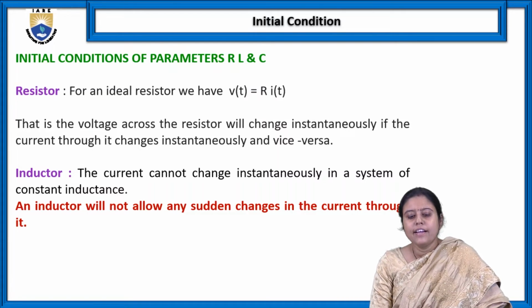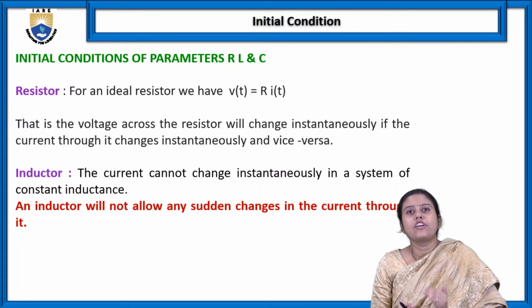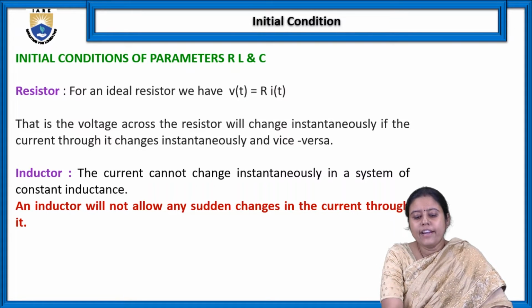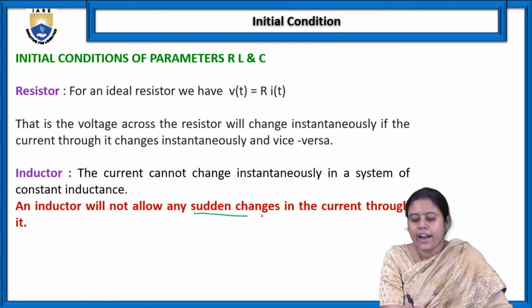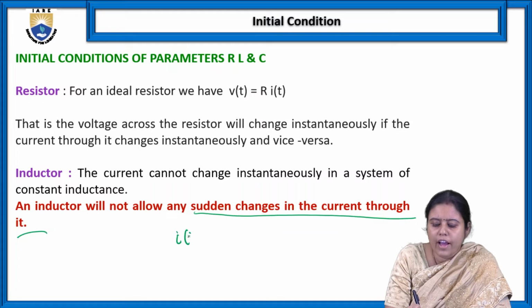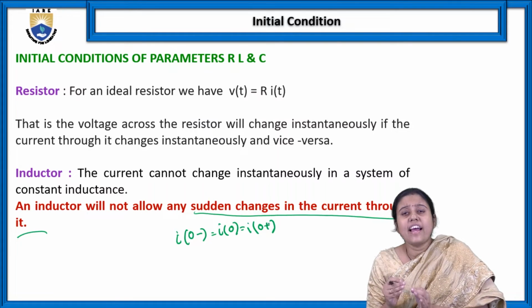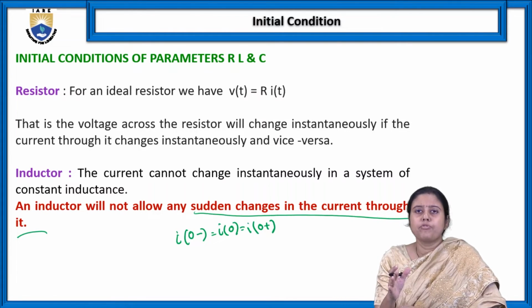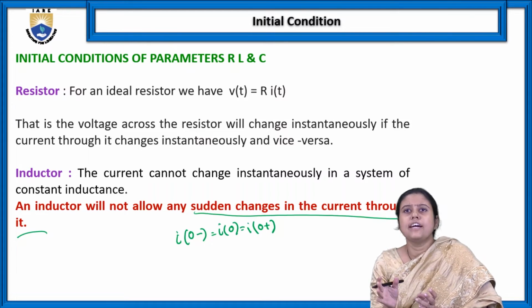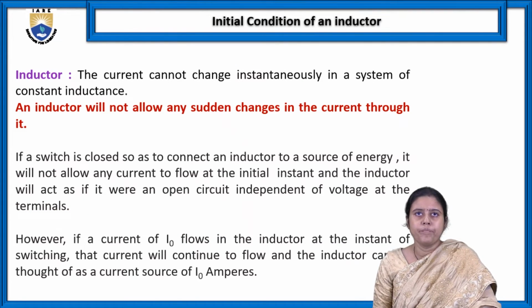What about an inductor? The current cannot change instantaneously, because by the property of the inductor, it will oppose the rate of change of current. So an inductor will not allow any sudden change in current through it. So always I0 minus is equal to I0 is equal to I0 plus, meaning the instantaneous current just before the switching and just after the switching, the inductor's initial conditions are always the same.